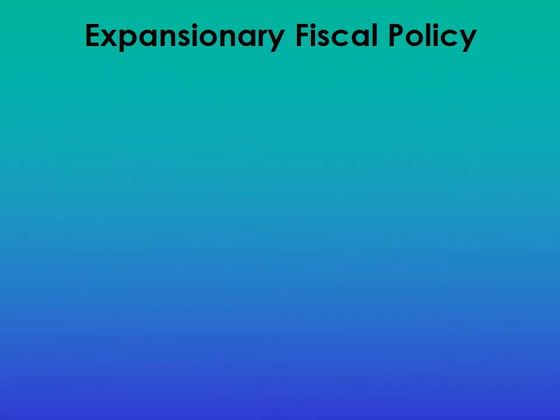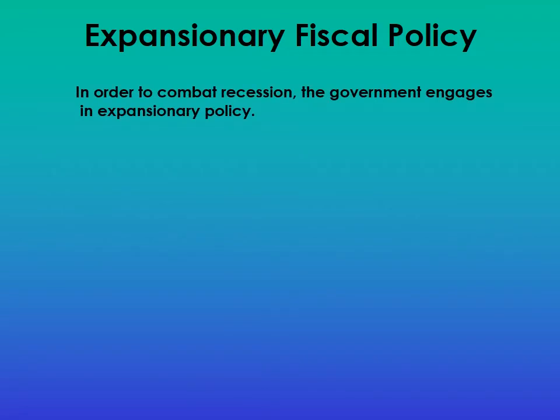Now, expansionary fiscal policy means when we're trying to stop a recession, we've got to get the economy to expand again. You know, the problem with the recession is we're in that contraction phase. So we're trying to move out of a contraction phase and into an expansion phase. That's when we use that expansionary policy.